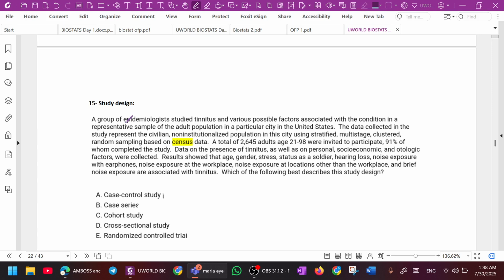Data on the presence of tinnitus as well as personal, socioeconomic, and otologic factors were collected. Results showed that age, gender, stress status, hearing loss, noise exposure with earphones, noise exposure at the workplace, noise exposure at locations other than the workplace, and brief noise exposure are associated with tinnitus. Which of the following best describes this study design?